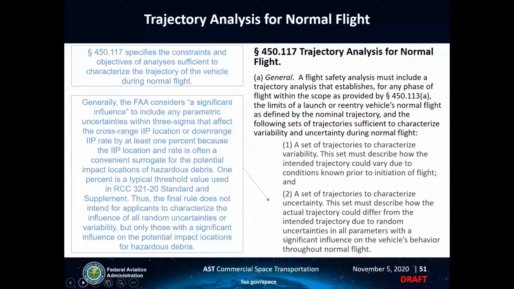Generally, the FAA considers a significant influence to include any parametric uncertainties within 3 sigma that affect cross-range IIP location or downrange IIP rate by at least 1%, because the IIP location or rate is often a convenient surrogate for the potential impact locations of hazardous debris. And this 1% value is a typical threshold value used in the RCC 321-20 standard and supplement. The rule does not intend for applicants to characterize the influence of all random uncertainties or variability, but only those with a significant influence on the potential impact locations for hazardous debris. Next slide, please.